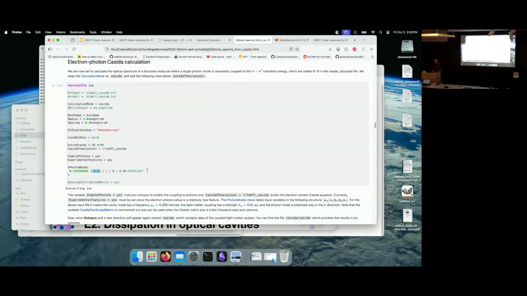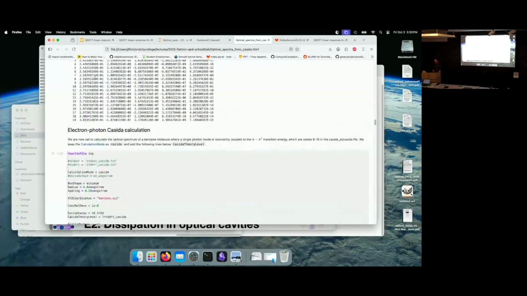And then if you go back to the Casida output file, right? We saw that this transition here, the next one, 10, actually has a high transition amplitude in X direction. So that's okay.